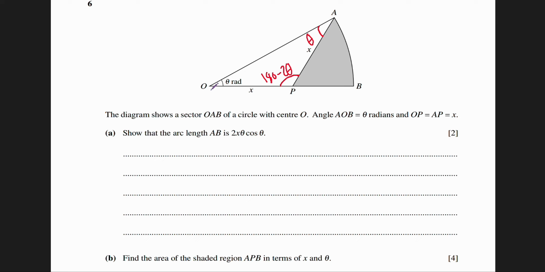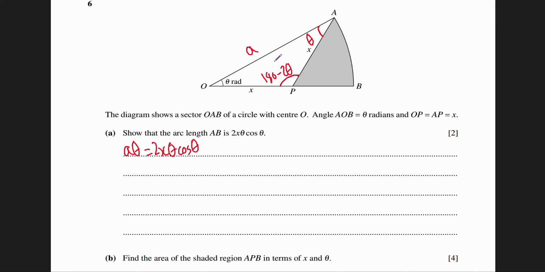We know that if you consider OB and you consider OA, those are both radii of this big circle right here. So we don't know what this length is, and we don't know what this whole thing is. So angle AOB is equal to theta radians, OP is equal to AP is equal to x. Show that the arc length AB is equal to 2x times theta cos theta. So this right here is equal to 2x times theta cos theta. So as soon as we find this radius, let's call it A, then if you do A times theta, we should end up getting 2x times theta cos theta.